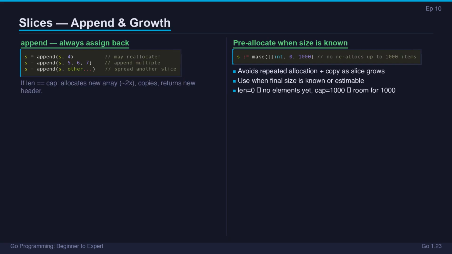Append is how you grow a slice. Notice you must assign the result back. Append may return a new slice pointing to a new underlying array if the capacity was exhausted. If there's capacity remaining, the same underlying array is extended and the same pointer is returned. If capacity is exceeded, Go allocates a new array, typically doubling the capacity, copies the elements, and returns a new slice header. This is why you always write s = append(s, x) rather than just append(s, x). When you know in advance how many elements you'll need, pre-allocate. This avoids repeated allocations and copies as the slice grows.